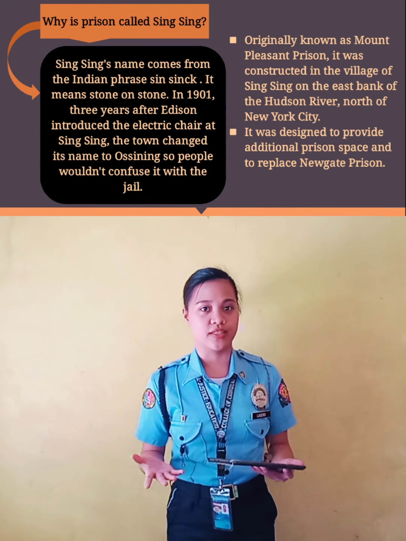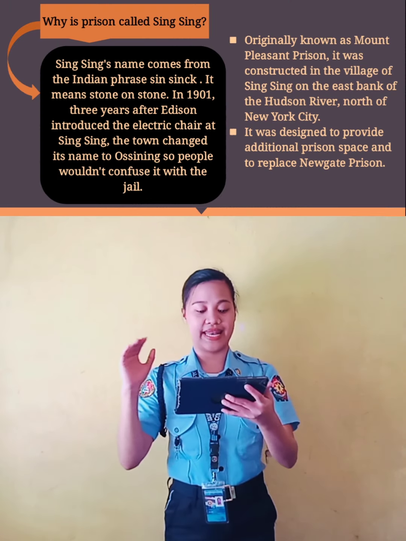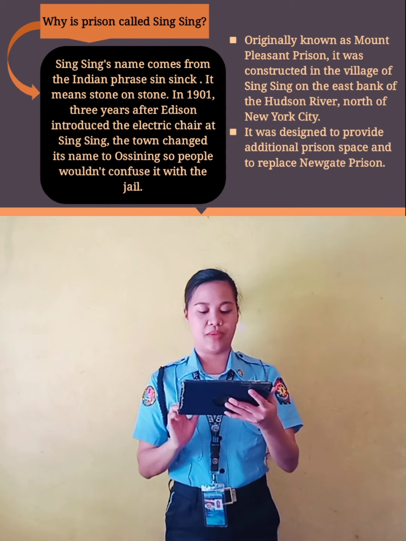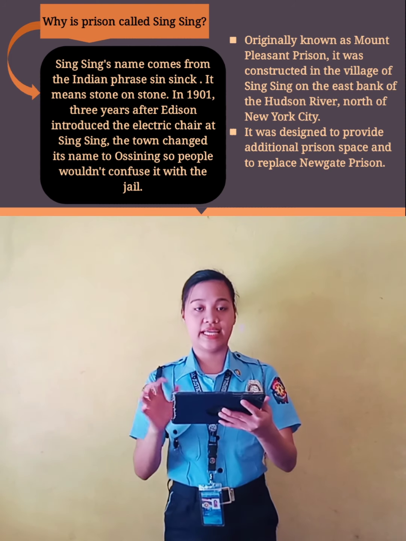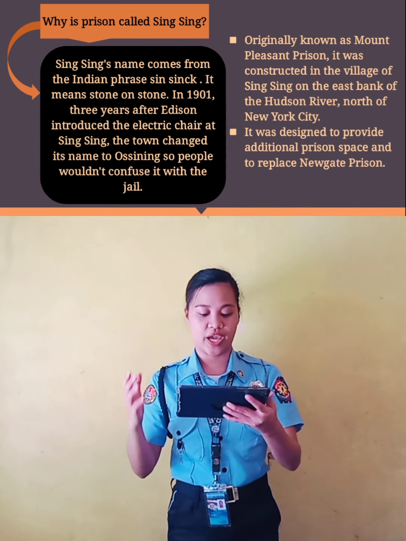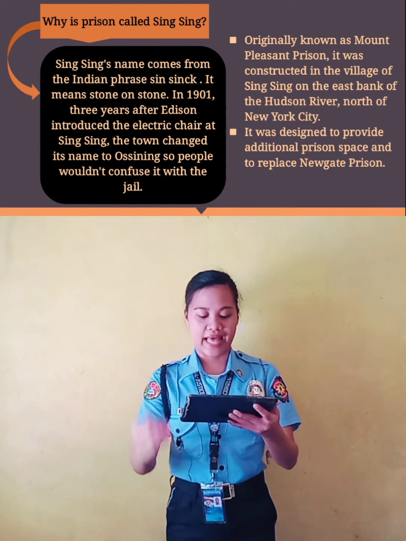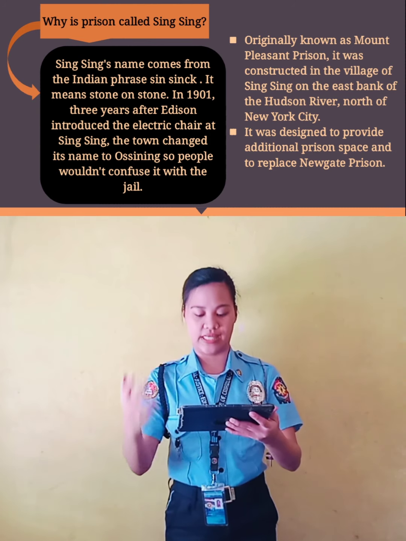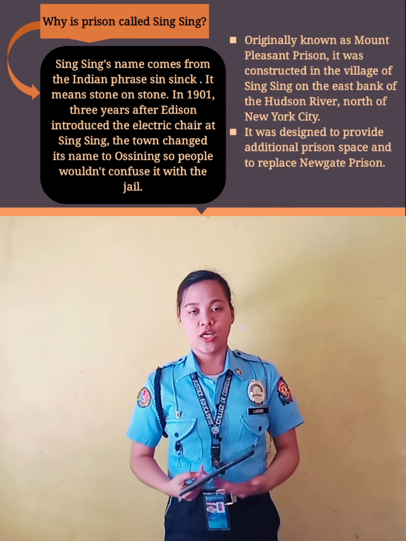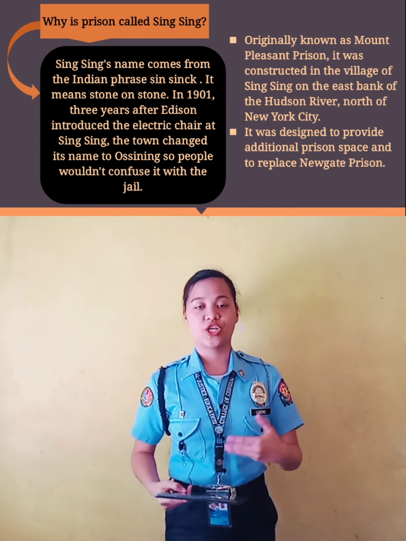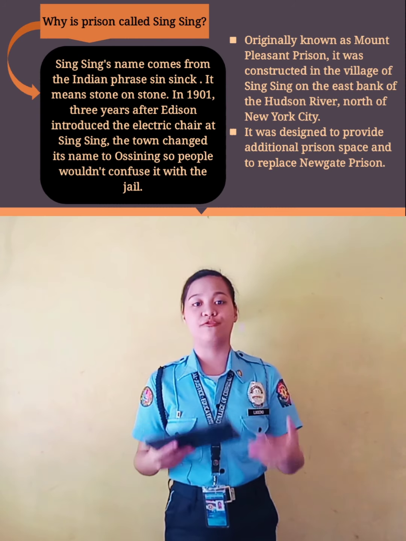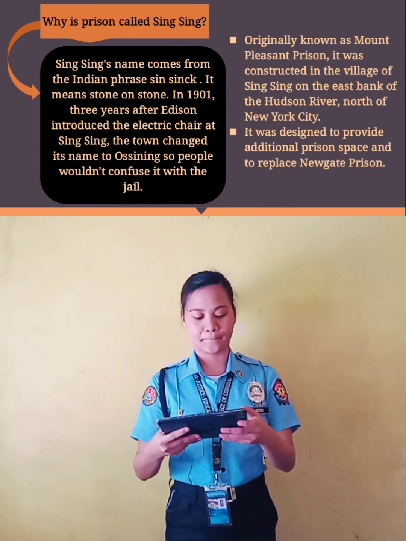So why is the prison called Sing Sing? Sing Sing's name comes from the Indian phrase sint sink. It meant stone on stone. In 1901, 3 years after Edison introduced the electric chair at Sing Sing, the town changed its name to Ossining, so people wouldn't confuse it with the jail. So the people in town changed the name of Sing Sing to Ossining so that it would not be confused with the name of the jail.